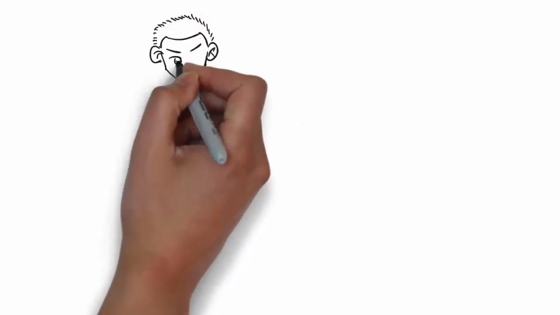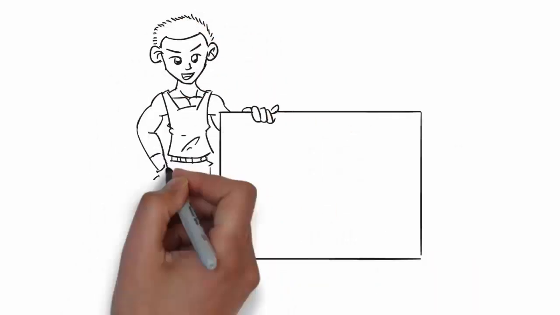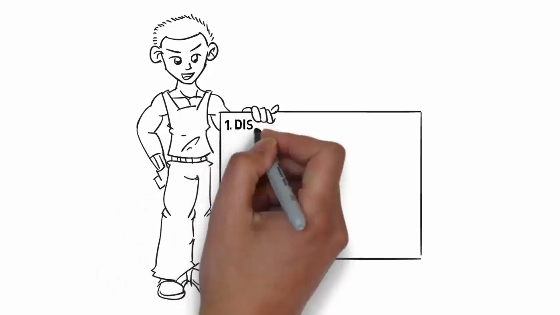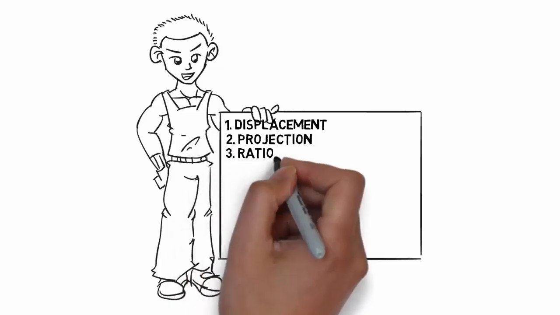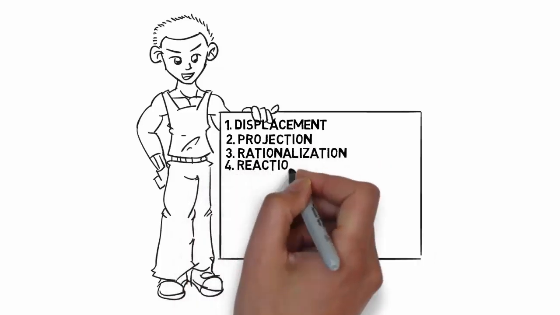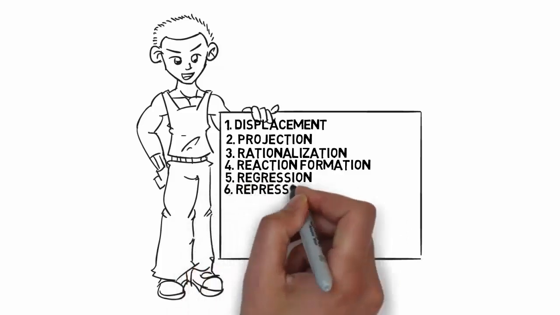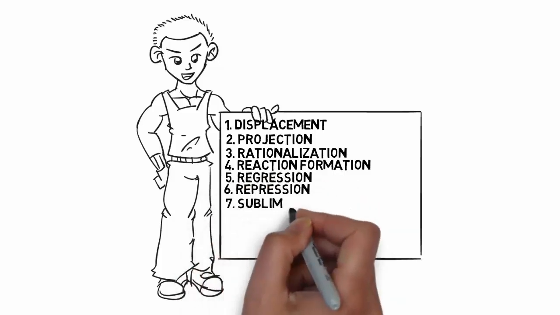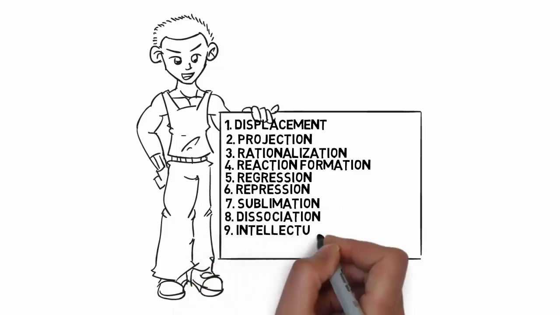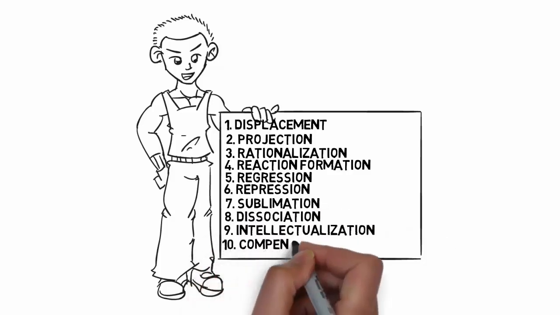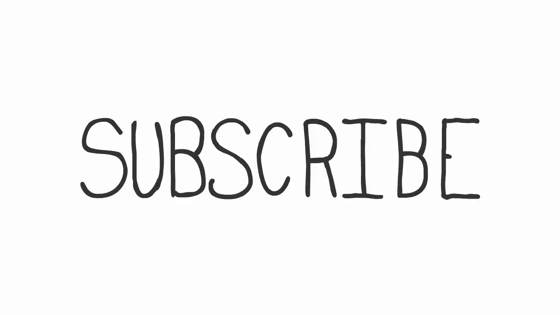Let's summarize this. Defense mechanisms are the brain's way to escape undesirable conditions. There are the 10 defense mechanisms that we discussed today, including displacement, projection, rationalization, reaction formation, regression, repression, sublimation, dissociation, intellectualization, and compensation.